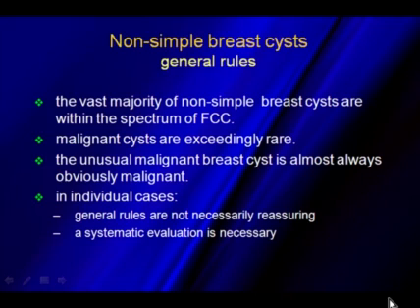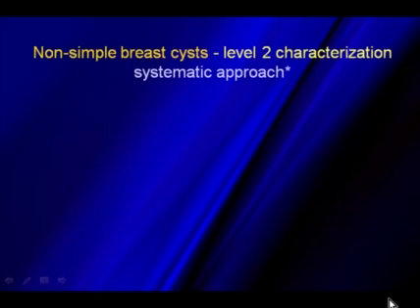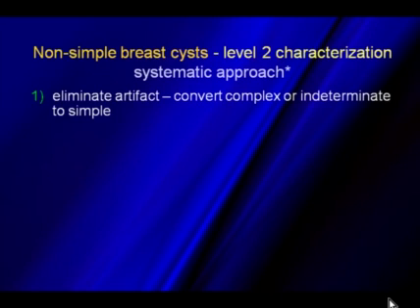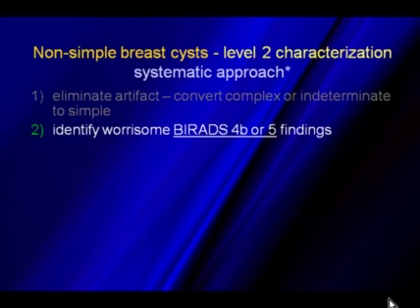In individual cases, general rules are not necessarily reassuring, so we really need a systematic approach on how to evaluate cysts in the breast, similar to what we do with solid nodules. So we look at non-simple breast cysts in lesion 2, our systematic approach. The first thing we want to try and do is eliminate artifacts. So we want to take what's complex and indeterminate and try to make it simple.